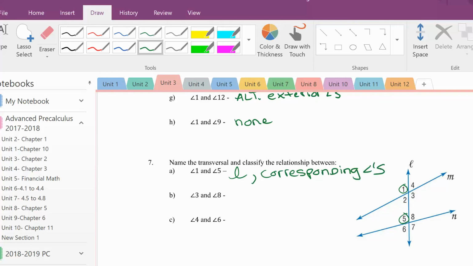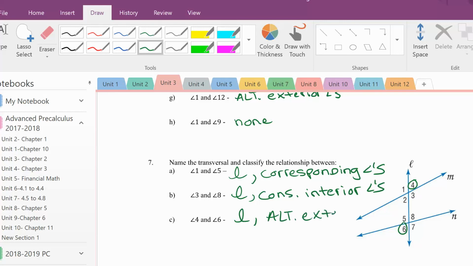3 and 8, right here and right here. So that means that the transversal is L. Now they're interior and they're on the same side, so that means they're consecutive interior. And then 4 and 6. 4 is here, 6 there, so L is the transversal, and these would be alternate exterior angles.